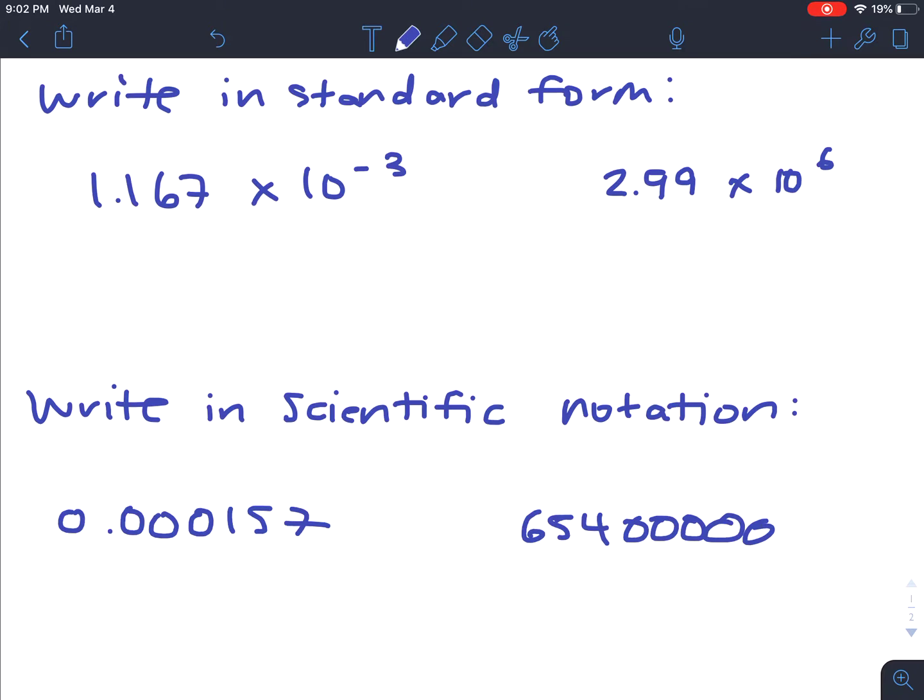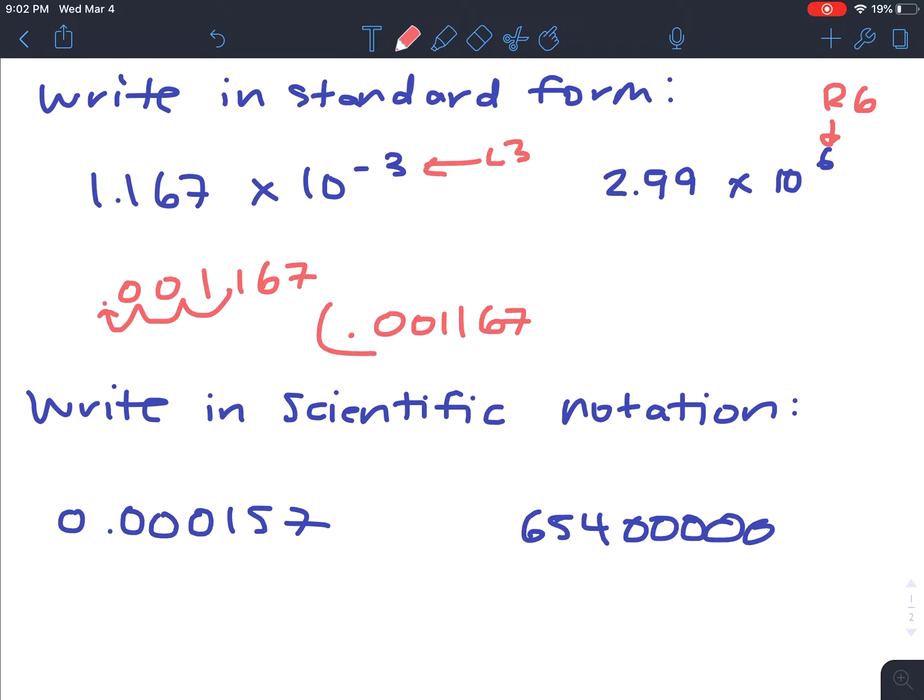Okay, so for standard form, you have to look at the exponent and figure out where you are moving the decimal. So the -3 tells me I'm going to move the decimal left 3 units, and the +6 tells me I'm going to move my decimal right 6 units. So I start out with 1.167, and I'm going to move my decimal 1, 2, 3 units to the left, fill in any zeros, so I get 0.001167.